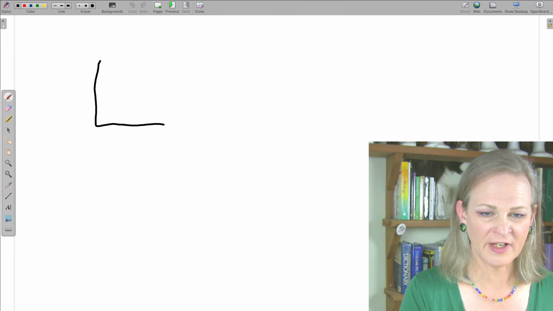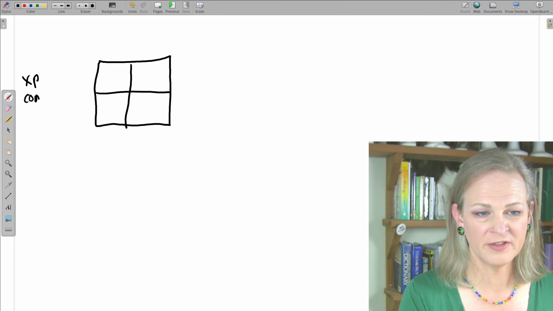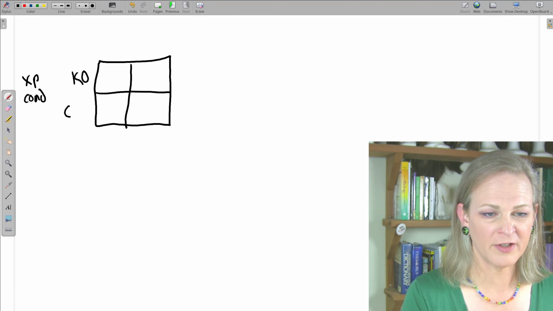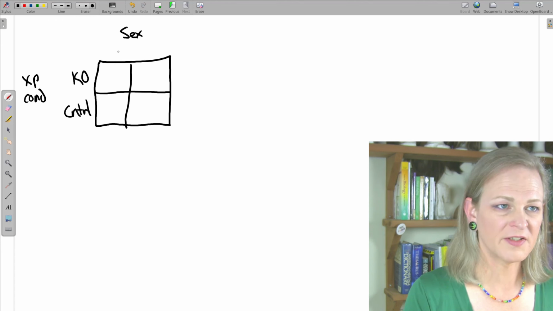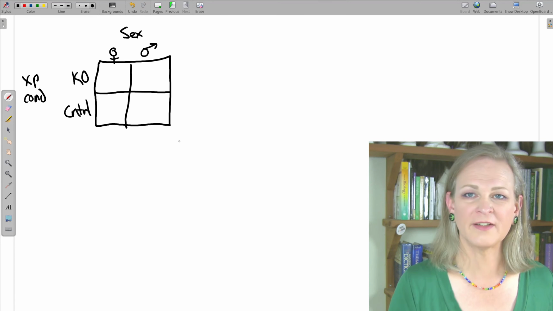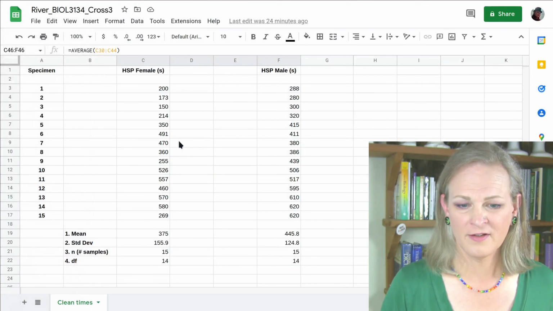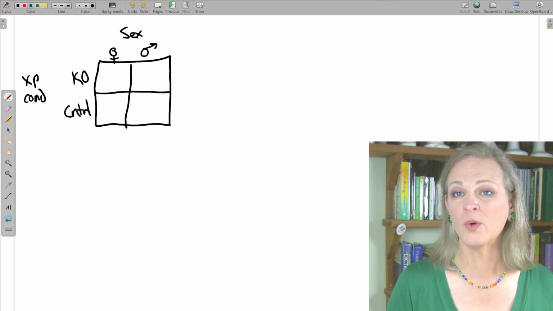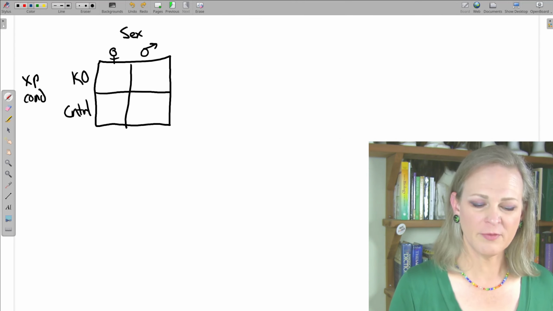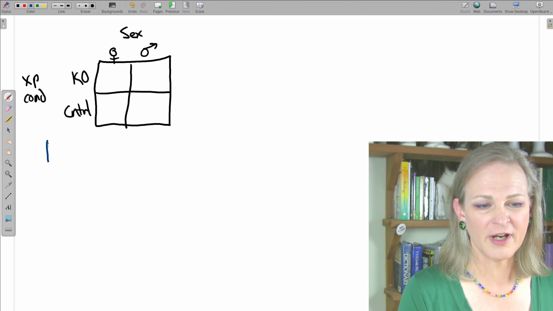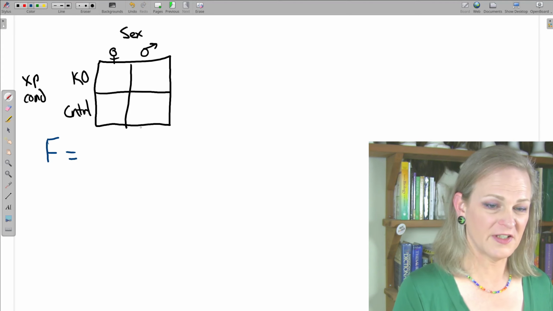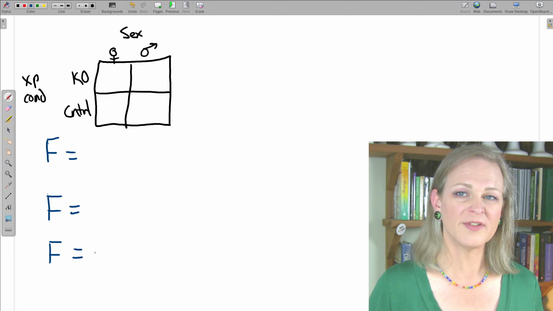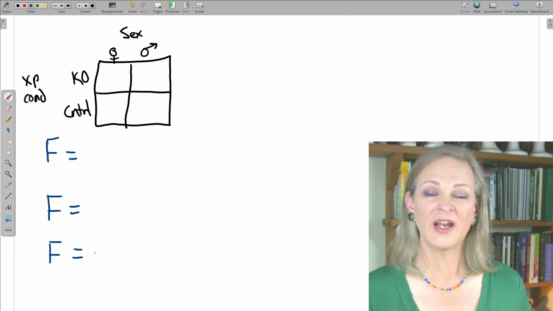So back to our squares idea. Here we have our experimental condition. So we have our knockout flies, and we have our control, and we have sex as the second factor. Now this looks like exactly how we set it up in our spreadsheet, right? Like last time, we'll work our way backwards through the math, step by step. The very final number that we are after in an ANOVA is the F statistic. And there's going to be 3. So I suggest writing this down in your notes because you'll want to be able to refer back to these equations as you build your spreadsheet.